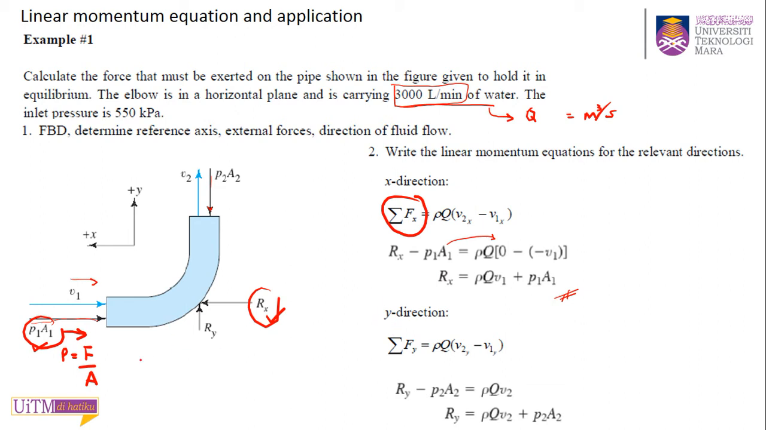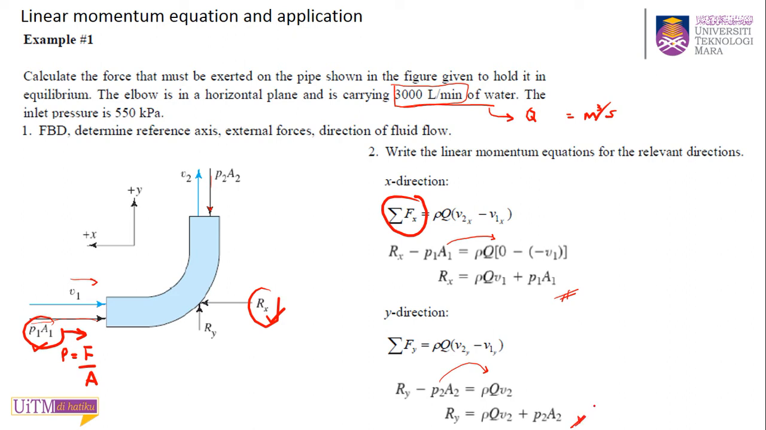Okay, add everything, the force terms in the y direction. You have Ry, upward is positive, and you have P2A2, but this is moving downward, that's why it is minus. Ry minus P2A2 equals rho Q, V2y minus V1y. V2y is this one and it's positive, it is V2, and V1y is 0, there's no V1y. So that's why only rho Q V2, and bring this to the right hand side and you will get Ry equal to rho Q V2 plus P2A2.